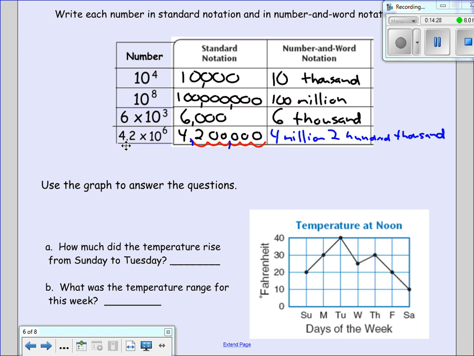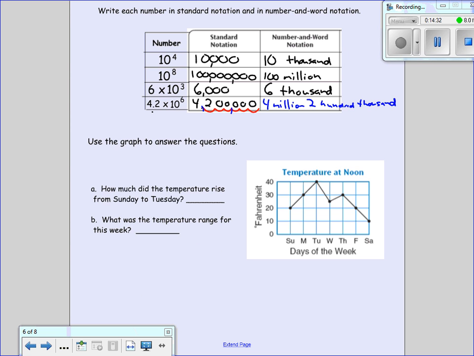All right, let's keep on scrolling here. Use a graph to answer the questions. How much did the temperature rise from Sunday to Tuesday? So we're on Sunday right here. Boom. Tuesday right here. We're starting at 20, we're ending at a 40. It rose 20 degrees.